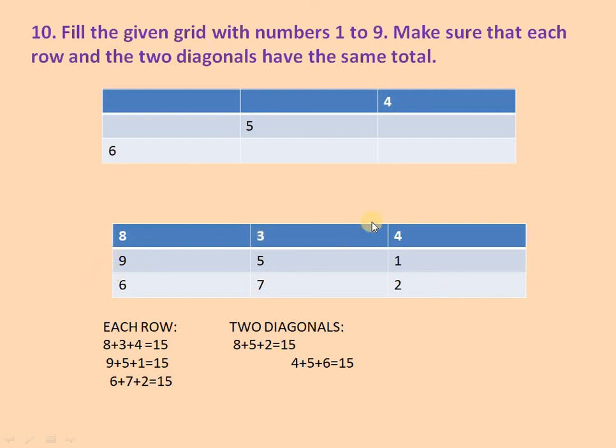Then from this side, we are going to find out the diagonal. 4 plus 5 plus 6 will give you 15. So each row and two diagonals have got the same total.